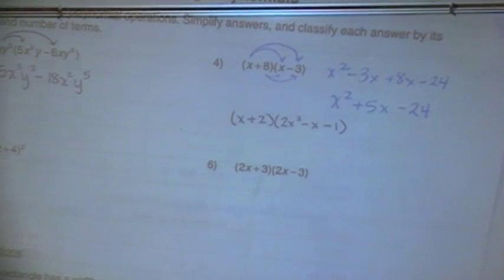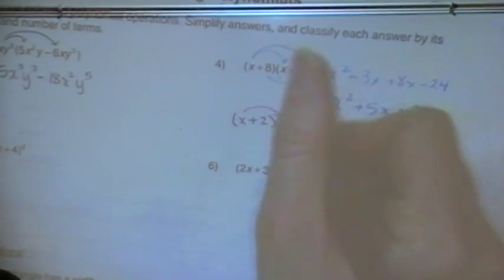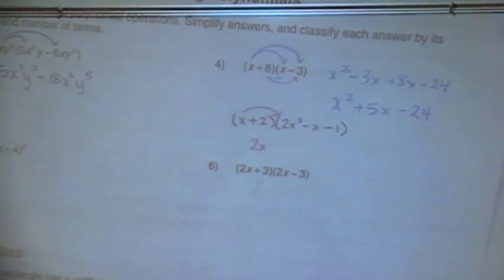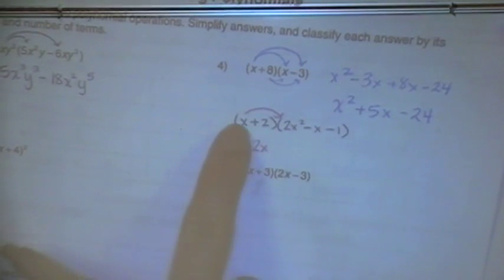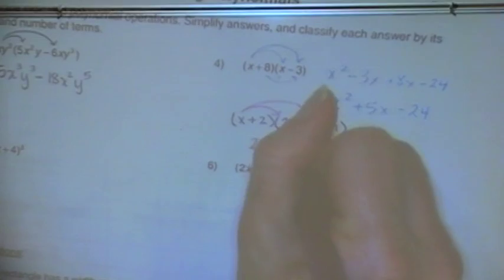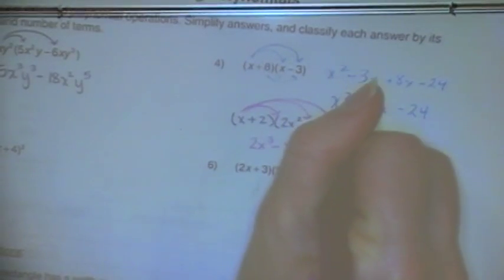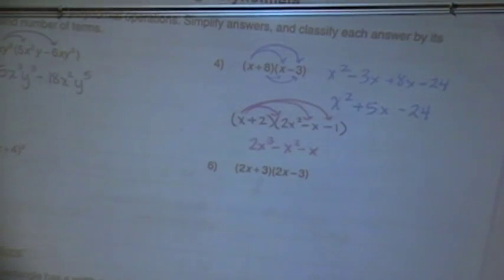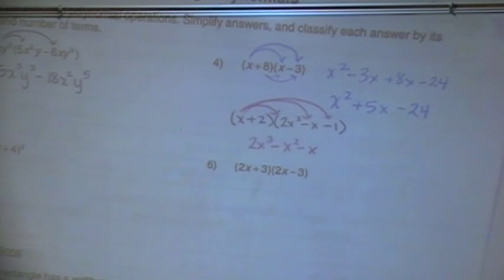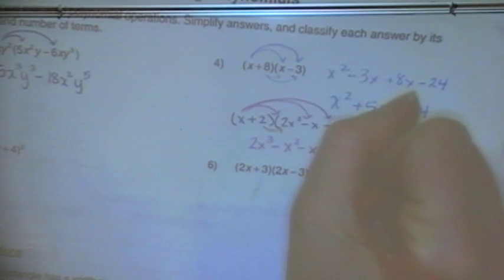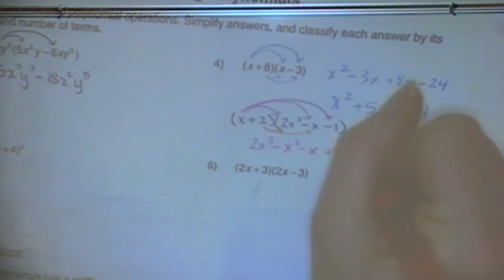But I can distribute. So x times 2x squared would be 2x to the what? Third. What do you do with exponents when you multiply? You add. There's 1 here and 2 here, so it's going to be 2x to the third. X times negative x would be negative x squared. X times negative 1 is minus x. Now you're not done, because all I did was distribute the x. I still have to distribute the 2. So now I'm going to do this. 2 times 2x squared will be plus 4x squared. 2 times negative x is negative 2x.